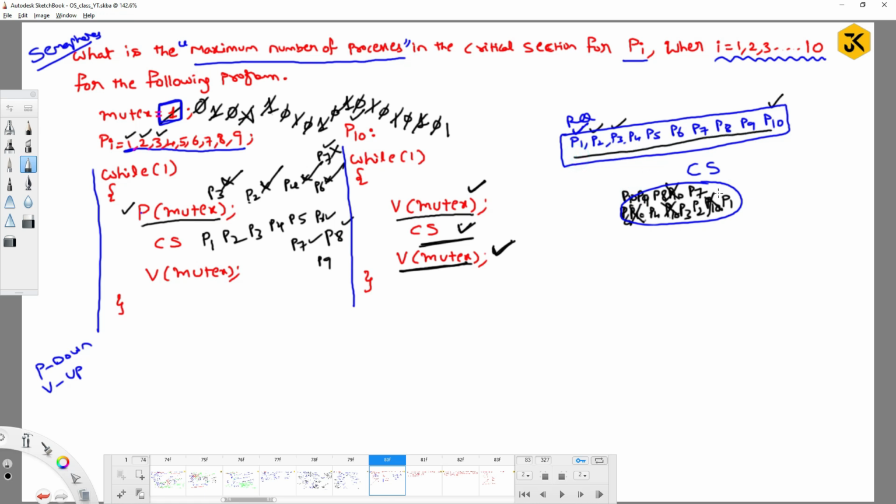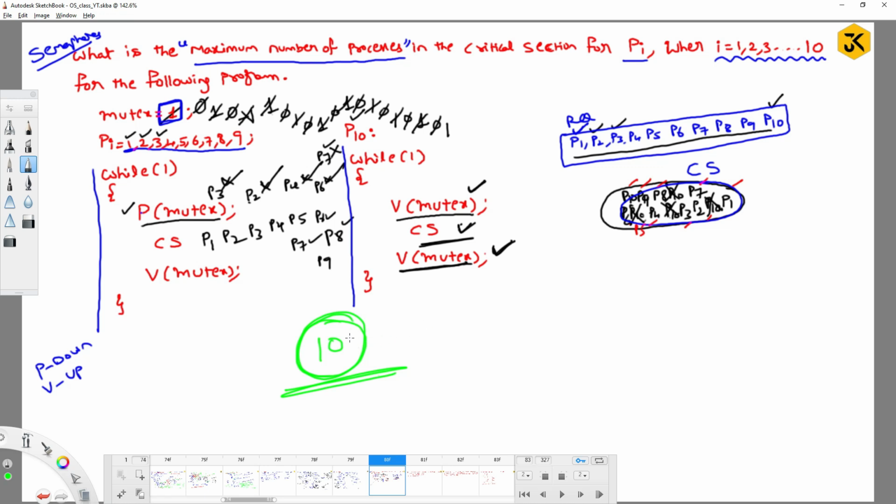Yes. Guys, if you observe at this point of time, how many processes are there in the critical section? P1, P2, P3, P4, P5 have entered, guys. We missed P6, P7, P8, P9, P10. All the processes have entered into the critical section at this point. So the maximum number of processes which might be there in the critical section will be 10, right? So this is the answer for the given question.